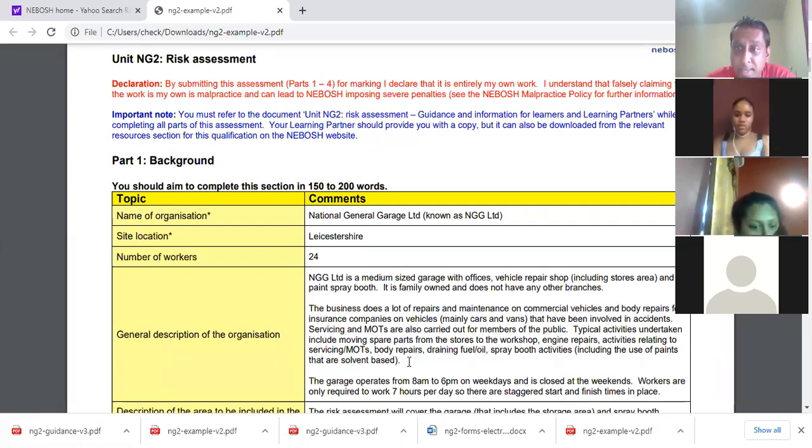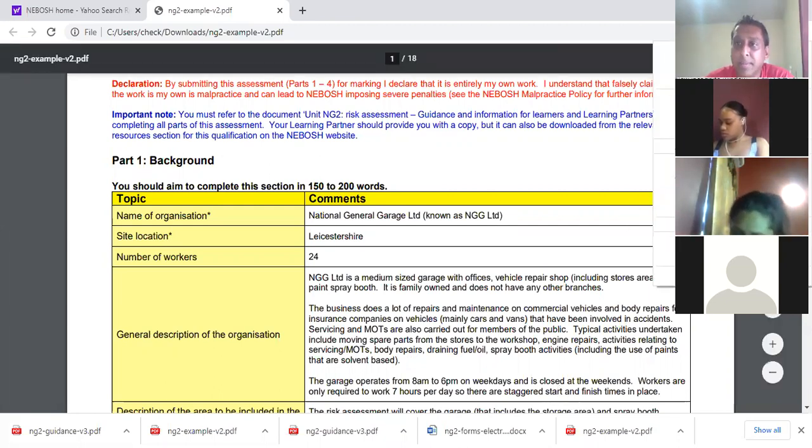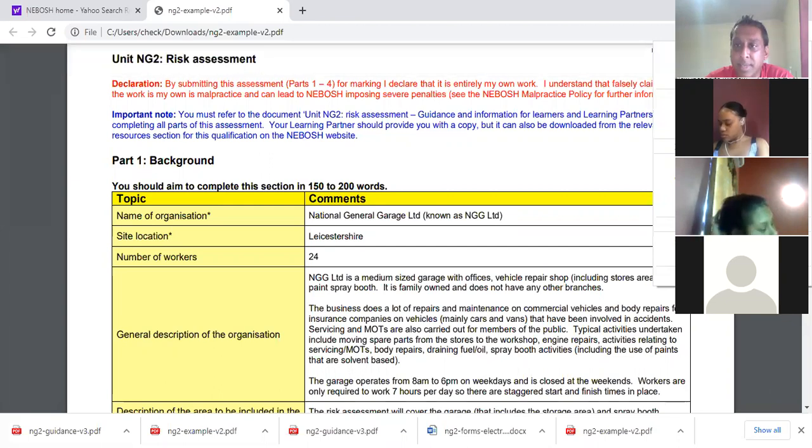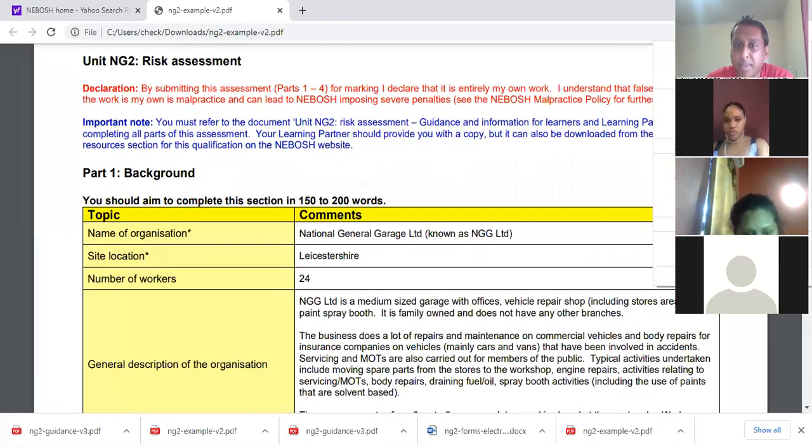I'm not seeing my cursor to get it to move, so I'll just read there, right? So let me read it first, and then I'll tell you what is the main thing in it, right? So NGG Limited is a medium size. Let me try to get it to look a little bit bigger for you all, right? Maybe that would work.